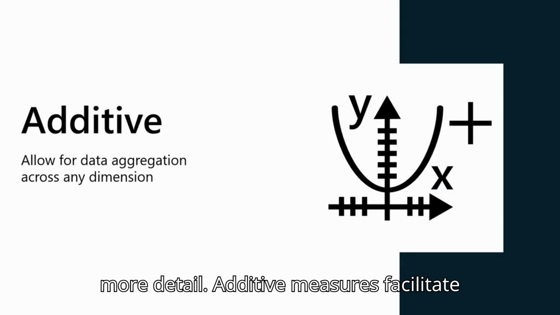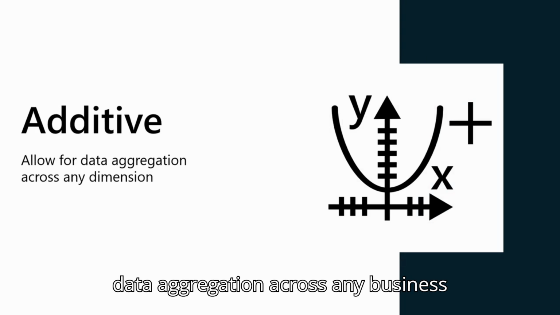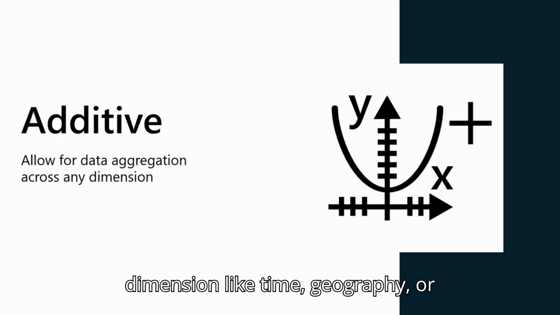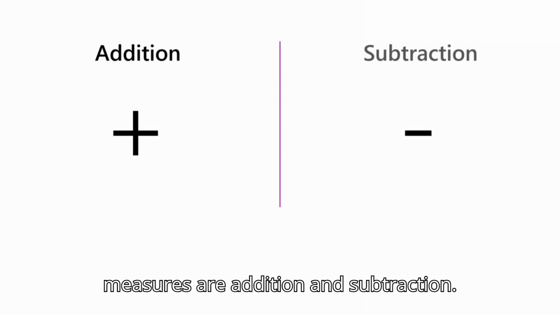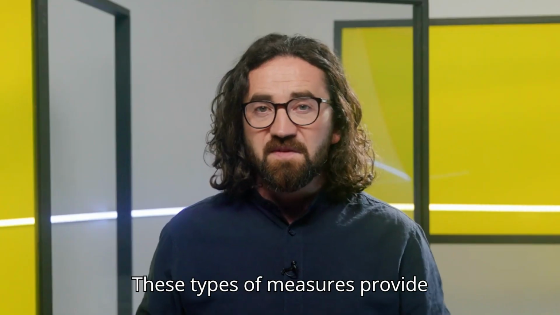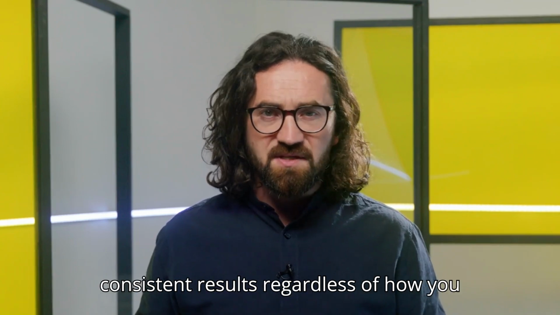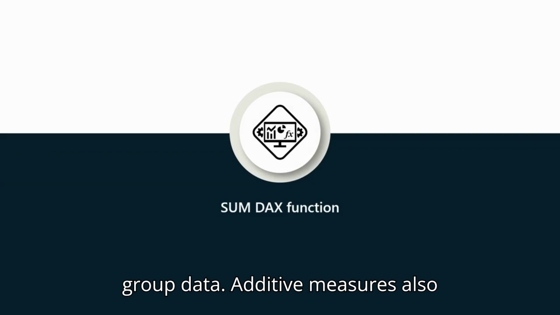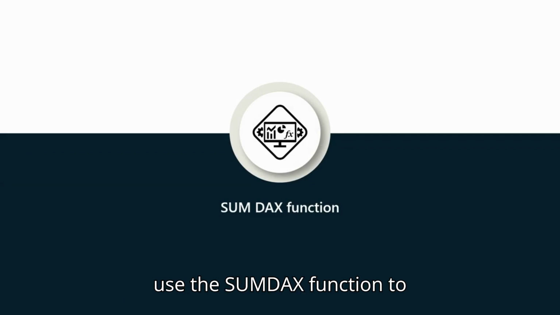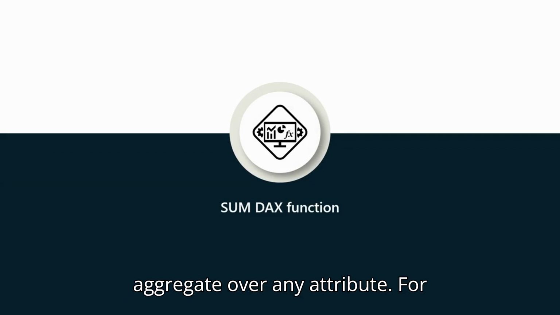Additive measures facilitate data aggregation across any business dimension, like time, geography, or product categories. The basic mathematical operations applied to these measures are addition and subtraction. These types of measures provide consistent results, regardless of how you group data. Additive measures also use the sum DAX function to aggregate over any attribute.